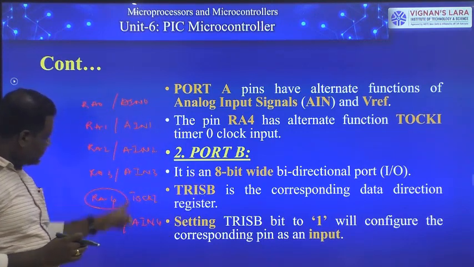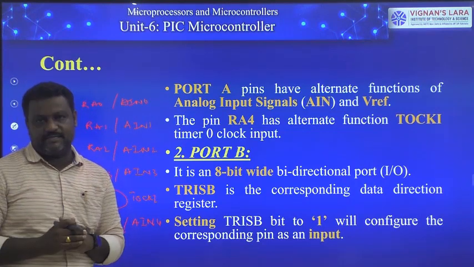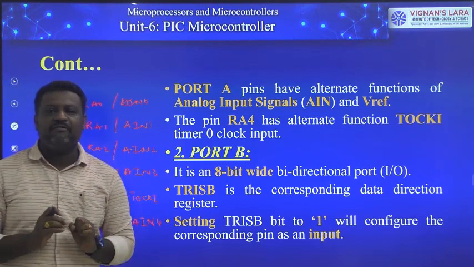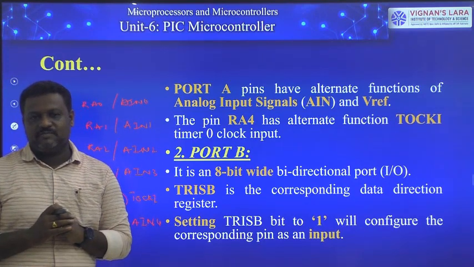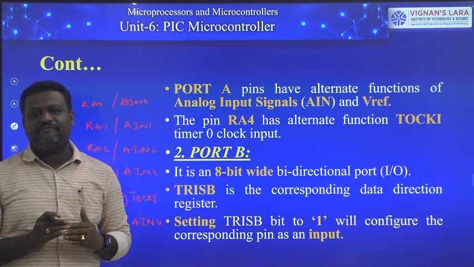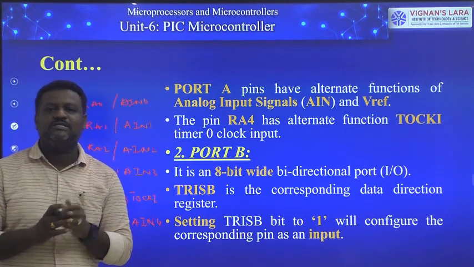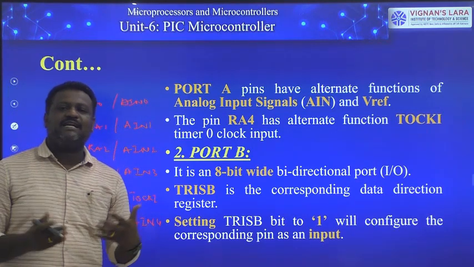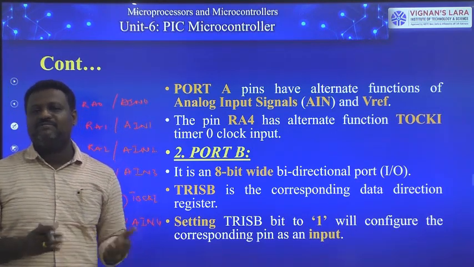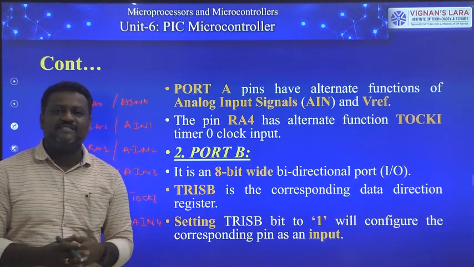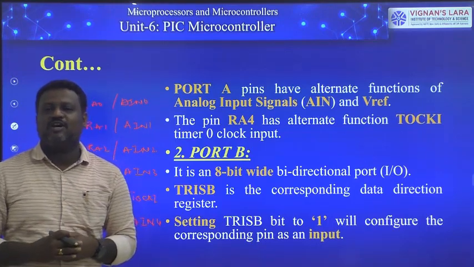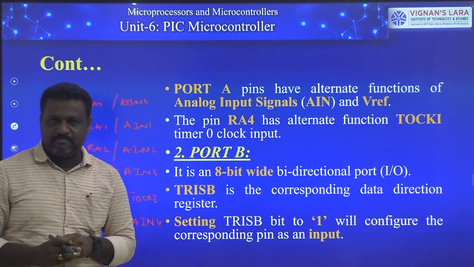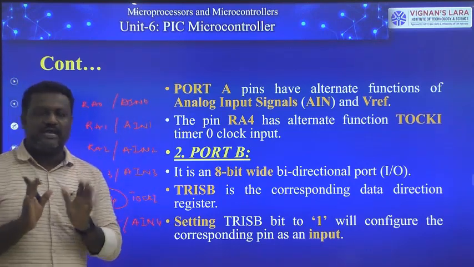So these are the alternate functions of port A signals that you have to remember, friends. All the pins of port A have alternate functions. RA0 to RA3 and RA5 may act as analog input signals, which are inputs for the internal ADC. And RA4 acts as T0CKI, that means timer 0 clock input. Whenever timer 0 acts as a counter, it will collect the clock signals from the external world with the help of the signal T0CKI. So this is about your port A.